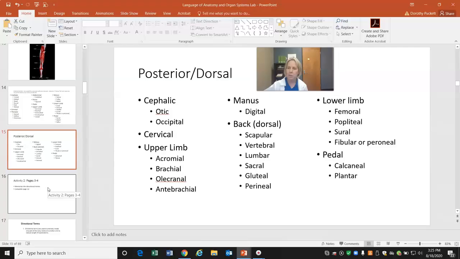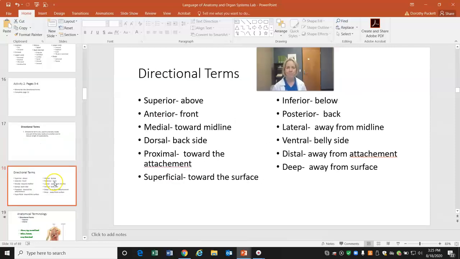The next thing you want to do is activity 2, and you'll find activity 2 on page 4 of your lab manual. And so we can see here a woman walking a dog, and we're just really going to be looking at the human aspect of these directional terms.